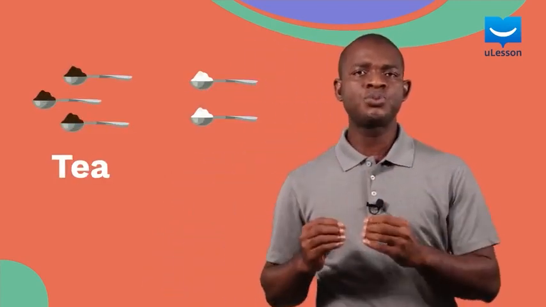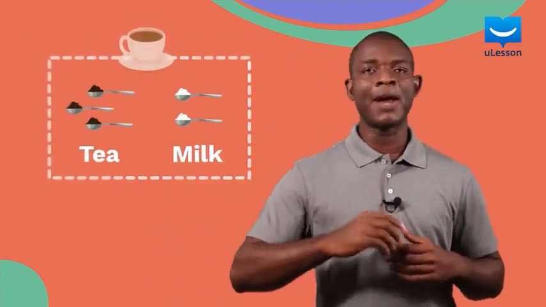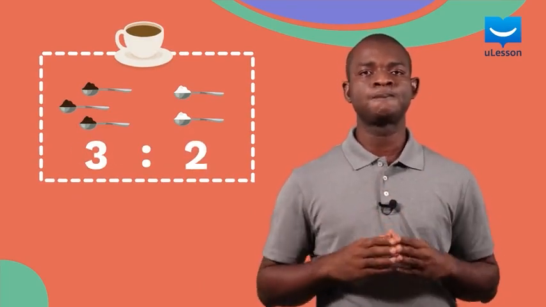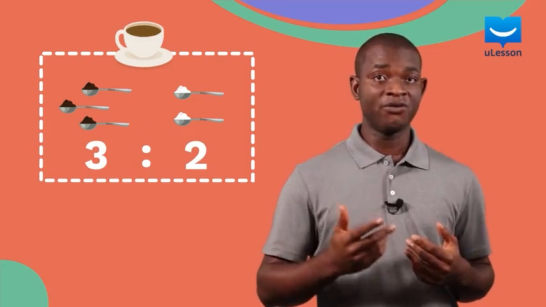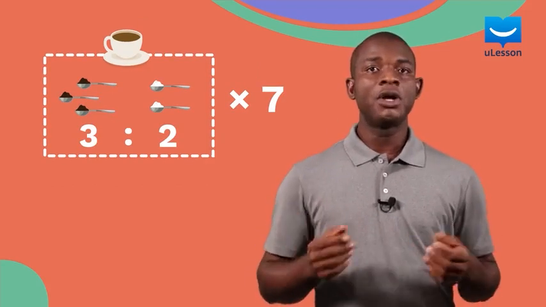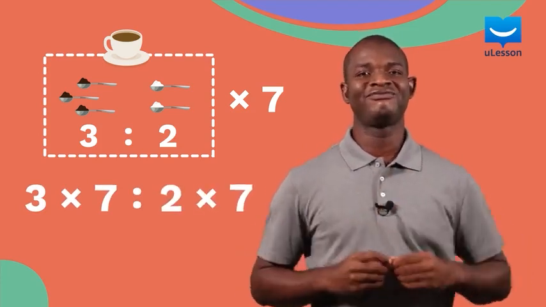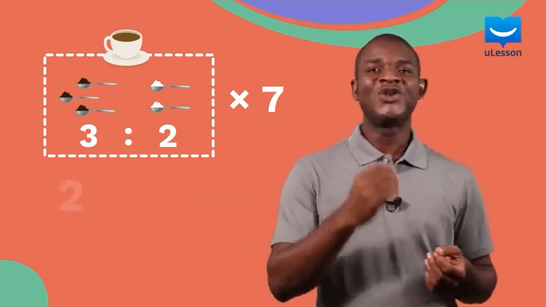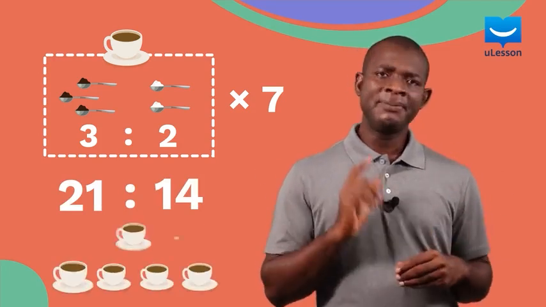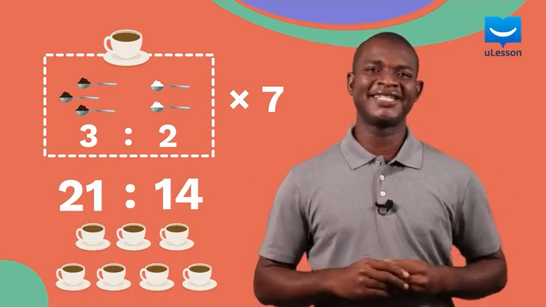Ratios can help us in multiplying or dividing things. Say for example, you need 3 spoons of tea and 2 spoons of milk to prepare breakfast for one person. So the ratio of tea to milk is 3 to 2. To make breakfast for 7 people, we might need 7 times that quantity. So we multiply the numbers by 7. And that will give us 21 ratio 14. Since the ratios are still the same, the breakfast should be just as tasty.